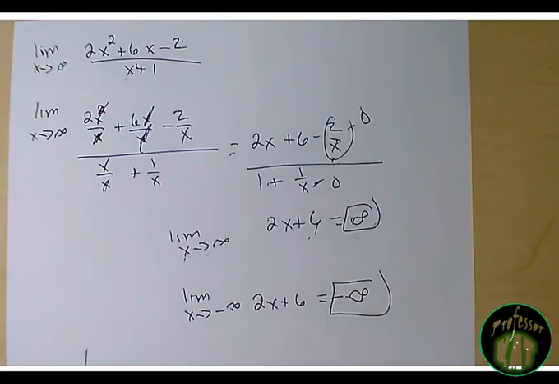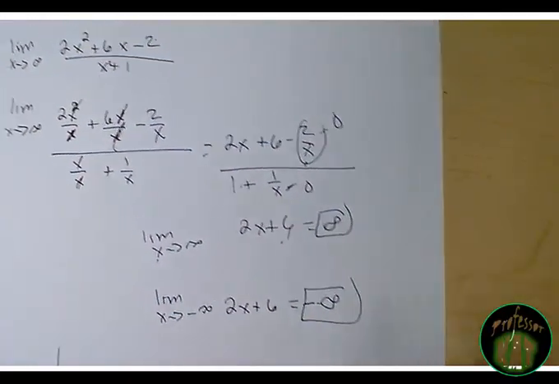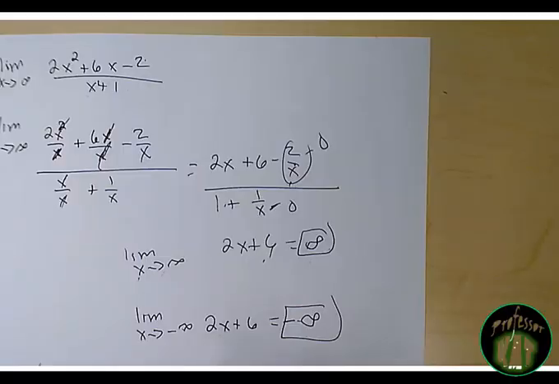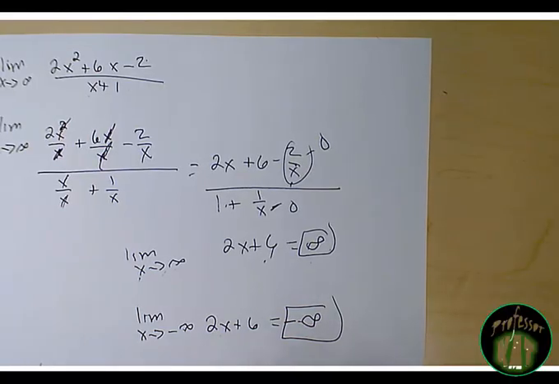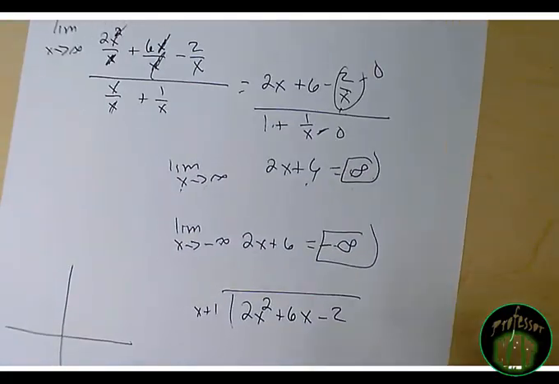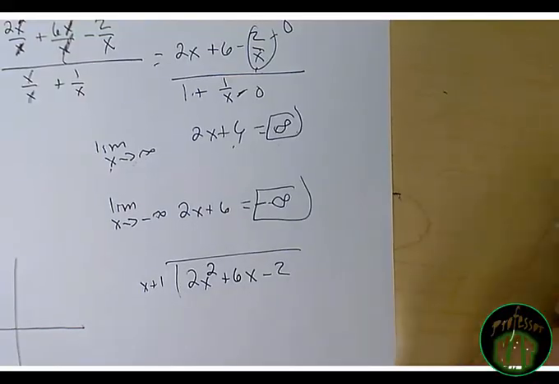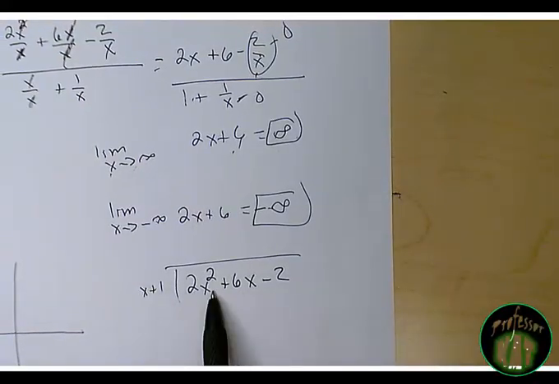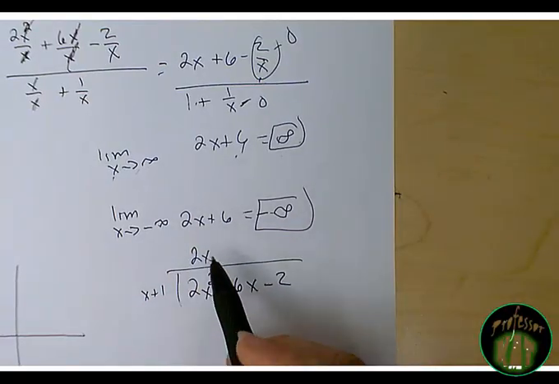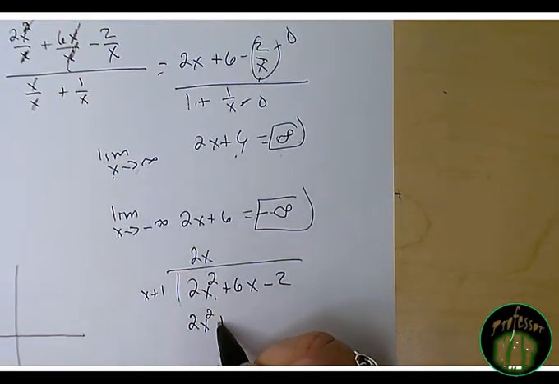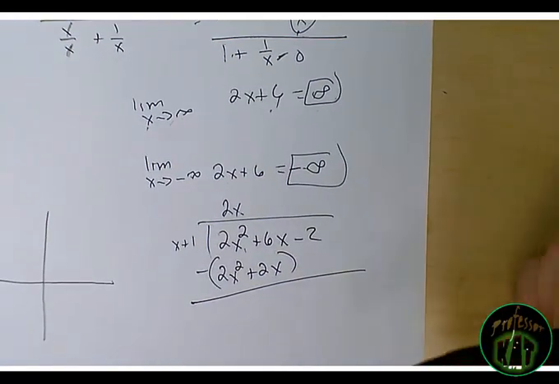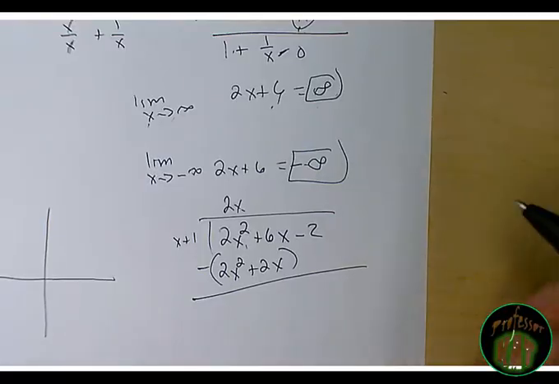In order to figure out what that slant asymptote is, we need to divide this out. We need to take our numerator, 2x squared plus 6x minus 2, and divide it by our denominator, x plus 1. So we actually need to do this division. x goes into 2x squared 2x times. When we multiply that, we get 2x squared plus 2x that we'll need to subtract. If you need a refresher on long division, I do have a video on that. Just search it up on my channel.